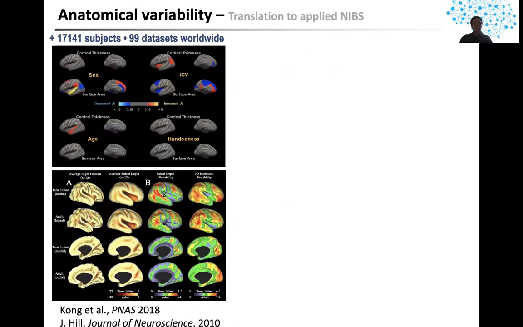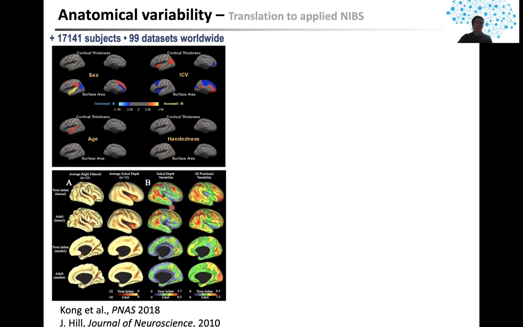There is anatomical variability. If you are looking into the cortical thickness, that's a study by Hill and colleagues in the Journal of Neuroscience 2010, then you will see differences that go up to a factor of about 7 in the adult brain, and even in the infant brain, we are here at a factor of about 4. And this variability is even found in monozygotic twins.